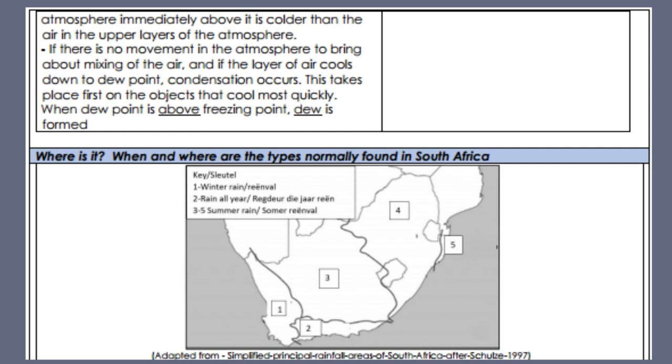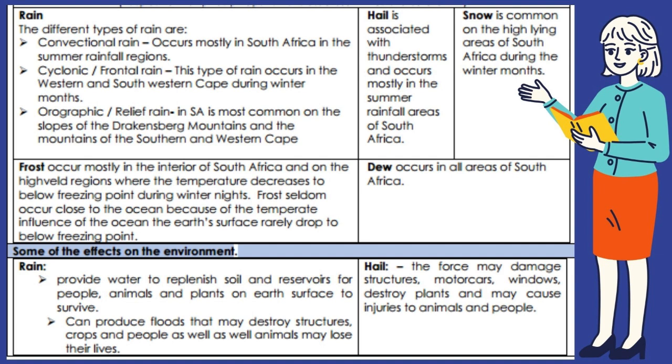When and where are the types normally found in South Africa? Rain. The different types of rain are: convectional rain, which occurs mostly in South Africa in the summer rainfall regions. Cyclonic/frontal rain, this type of rain occurs in the western and southwestern Cape during winter months.